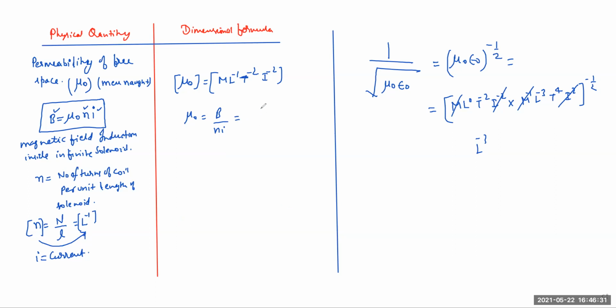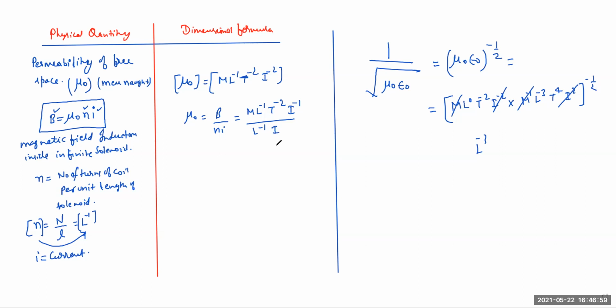So to find the B formula, what was the last derivation? Can you see the last example and tell me the answer of B? Else I need to derive this again. M, L minus 1, T minus 2, I minus 2, then M L minus 1 T minus 2 I minus 1. Okay, then this is L minus 1, and this I.